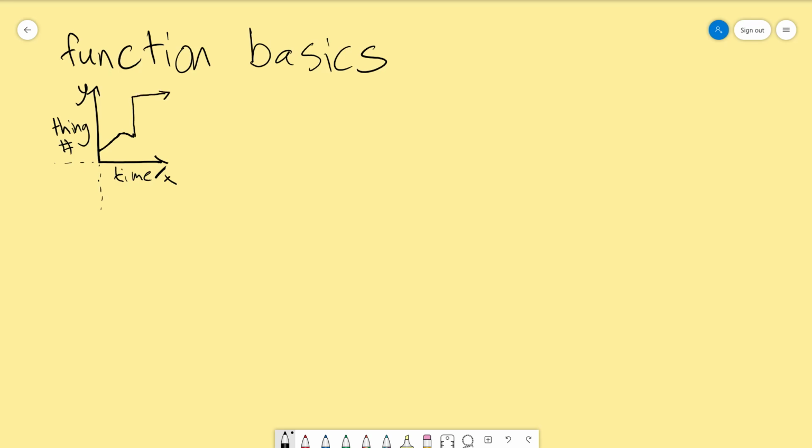We've also talked about what happens when it's flat. When it's flat, time is going on, but we're not getting any more or less of that thing. And sometimes it comes crashing down, right? So this is all written in math language as f of x, the function of x, generally with respect to y. So that's the very math language of seeing it.